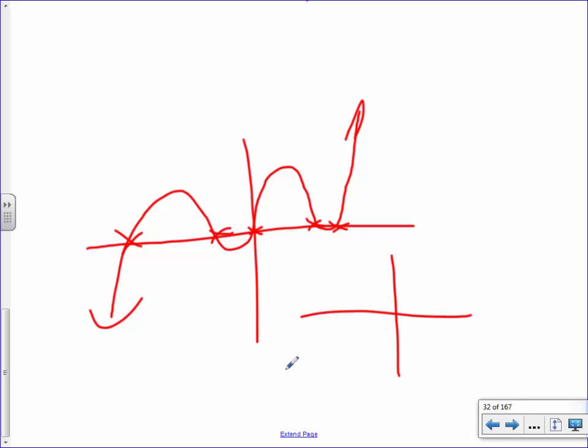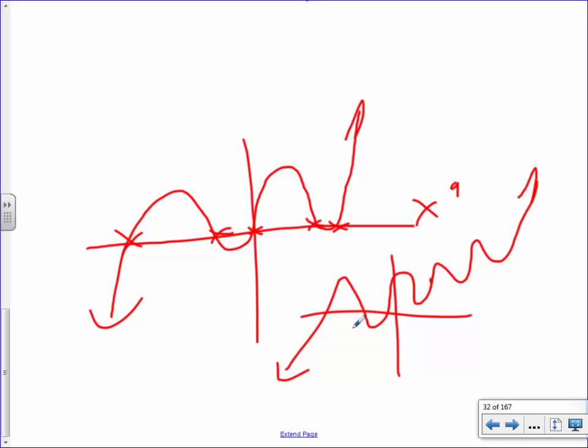If a graph had, like, say, that, I could probably guess what the power is. 1 flippy section would make it to the power of 3, a second one to the power of 5, to the power of 7, to the power of 9. This is probably an x to the power of 9 graph then, just based on how many little flippy sections it has.